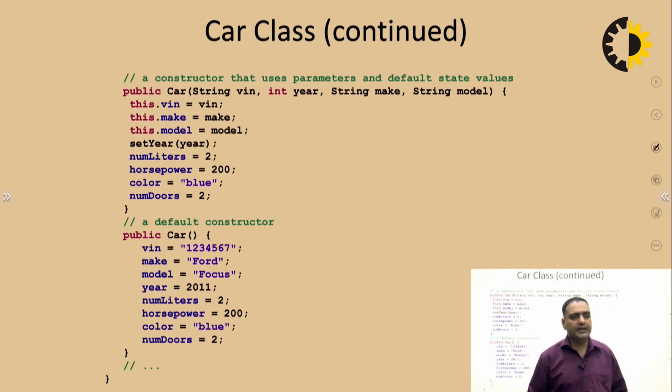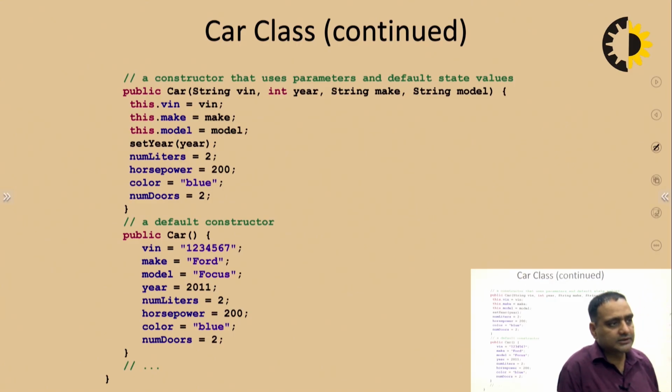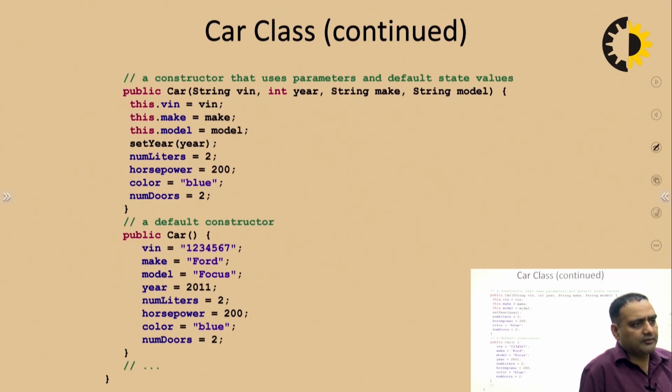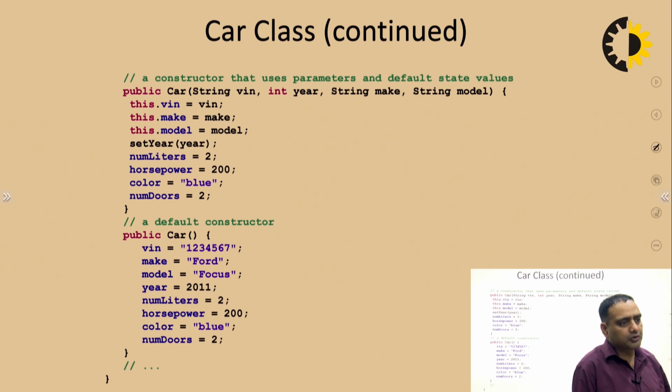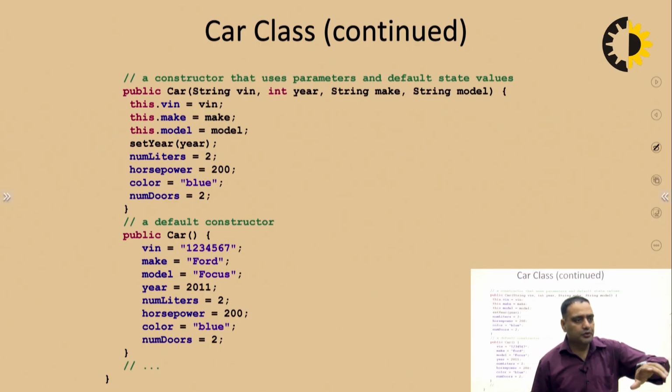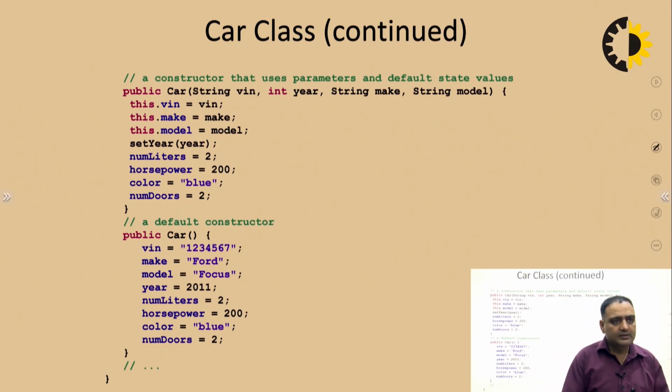So, if you are creating an object C1 that belongs to the car class, the object C1 will be default initialized through the VIN 1 2 3 4 5 6 7, that is VIN, make means Ford, model means Focus, year means 2011, num liters means 2, horsepower 200, color blue, and num doors 2. These are the set of default values given to the particular object created through the compiler.